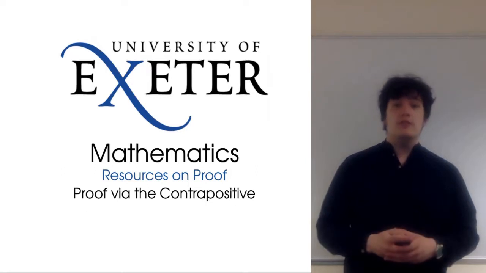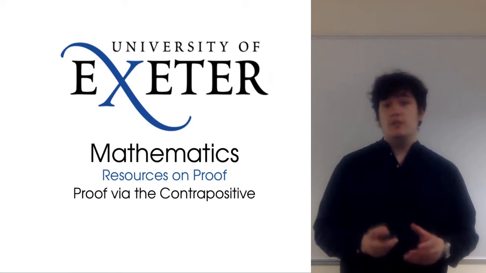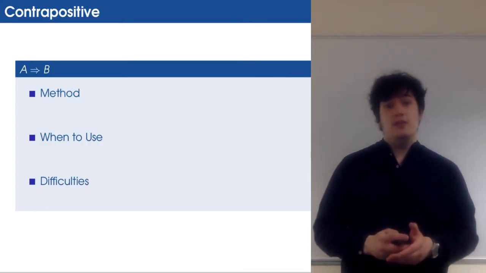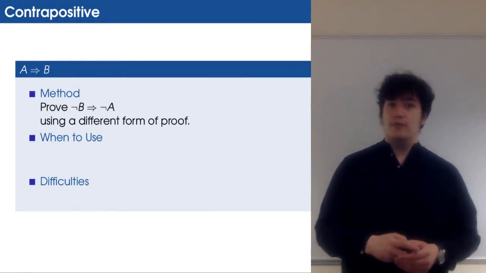This video in the Resources on Proof series is about proof using the contrapositive. So to use the proof by contrapositive, in order to prove that A implies B, you instead prove that not B implies not A using a different form of proof.